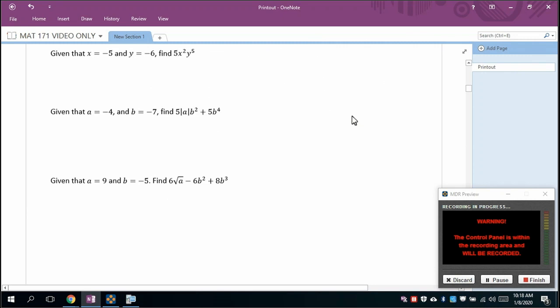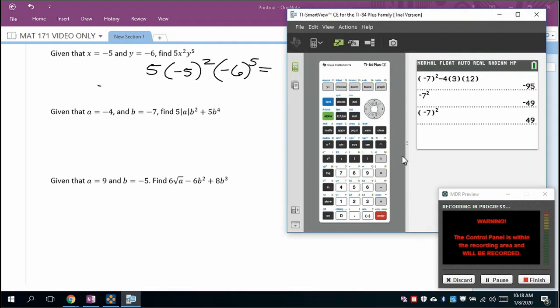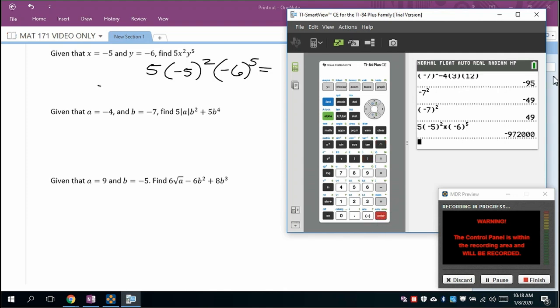For this next one, x equals negative 5. So we'll have 5 times negative 5 squared times negative 6 to the fifth. All we have to do here is plug this into the calculator: 5 times negative 5 squared times negative 6. And we get negative 972,000. That's a lot.